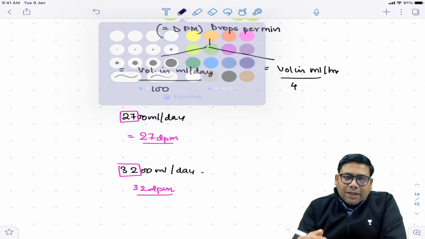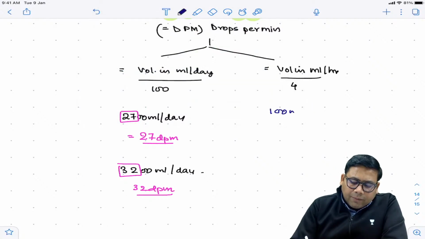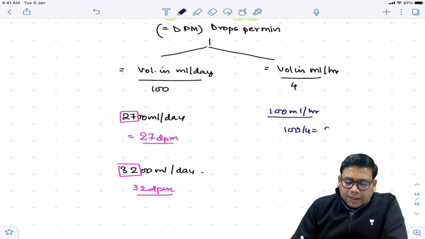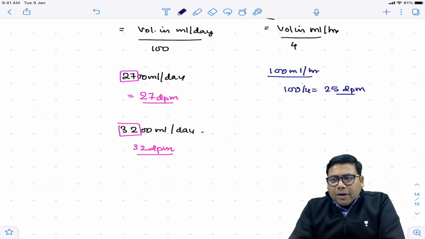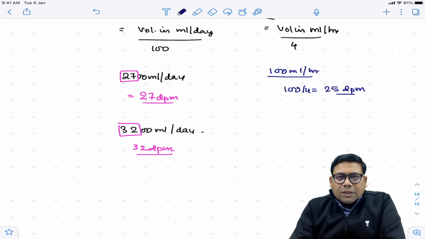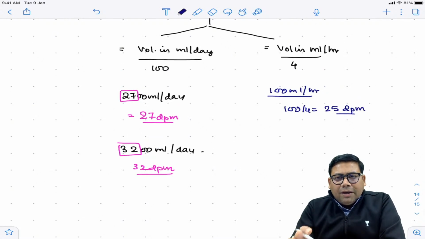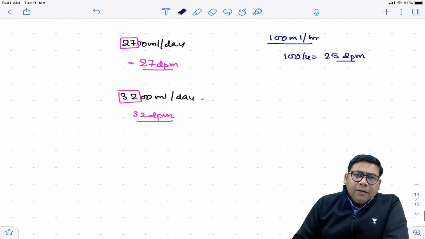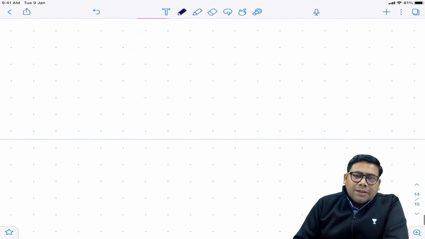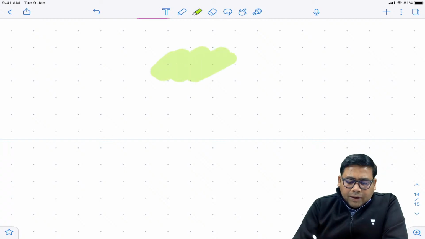Suppose someone says start with 100 ml per hour. So 100 ml per hour, how many drops per minute? Divided by 4, and that is 25 drops per minute. Are you getting this? This is what is making it easy. So volume in ml per hour divided by 4, or volume in ml per day divided by 100. Very easy. Next, let us try to understand a few more important things.